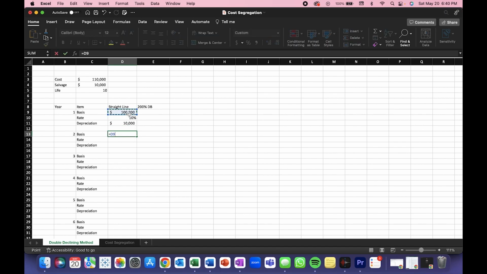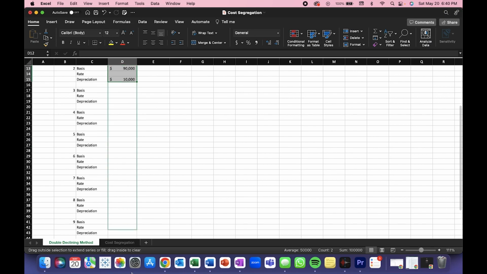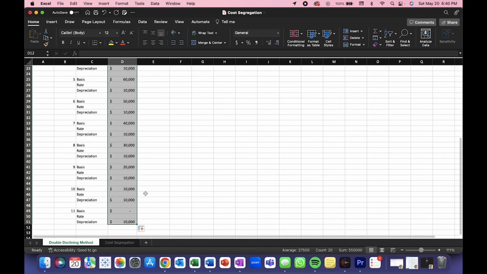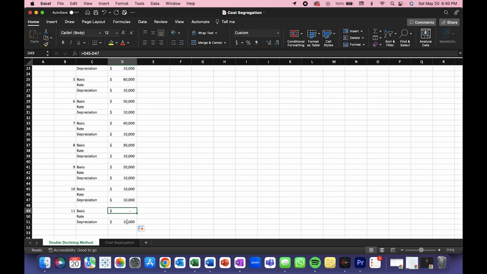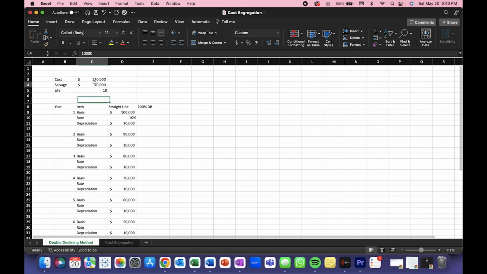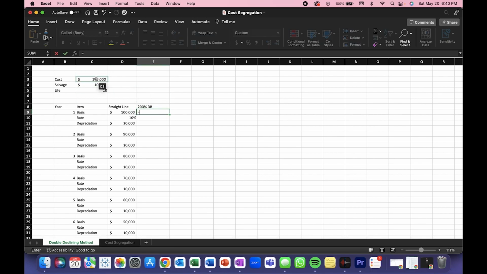In year 2, of course, our basis is going to be decreased by $10,000, but the rate doesn't really matter because we've already established that we are taking $10,000 in depreciation annually over the life of this asset. So as we go down to year 11, you can see that we no longer have any value on our books because we depreciated all of it in the final year of its useful life, leaving us only with the salvage value.